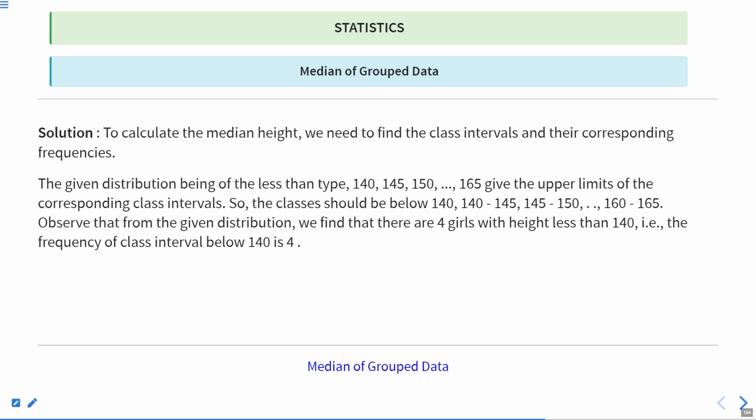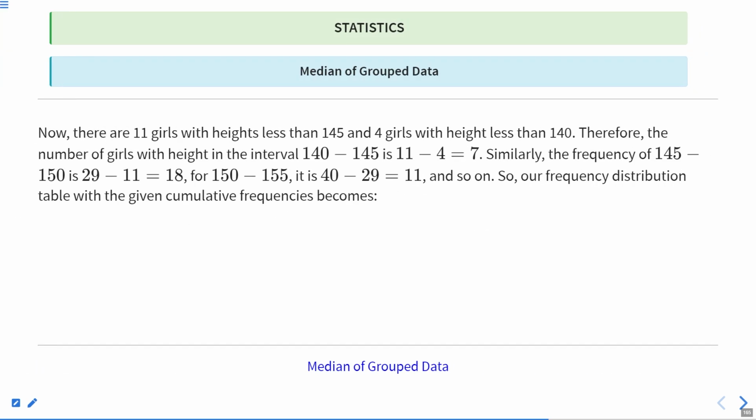below 140 is 4. Now there are 11 girls with heights less than 145 and 4 girls with height less than 140. Therefore, the number of girls with height in the interval 140 to 145 is 11 minus 4, that is equal to 7. Similarly, the frequency of 145 to 150 is 29 minus 11, that is equal to 18. For 150 to 155 it is 40 minus 29, that is equal to 11, and so on.